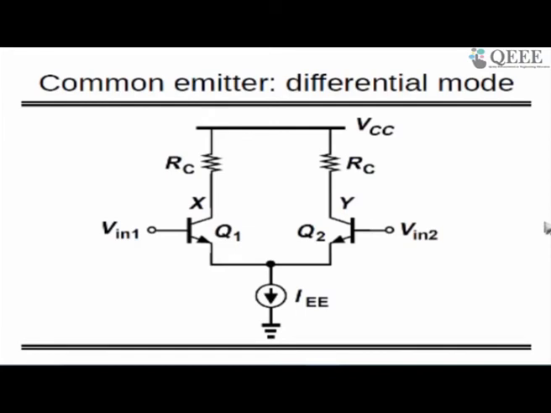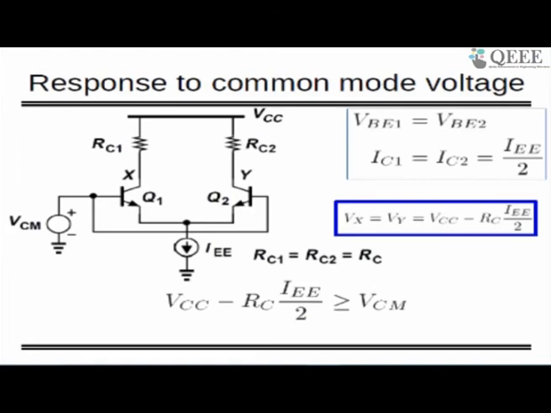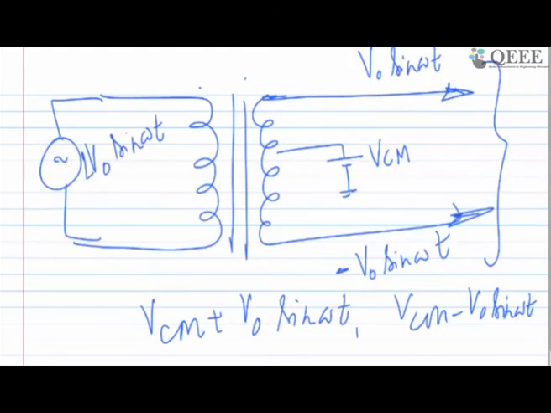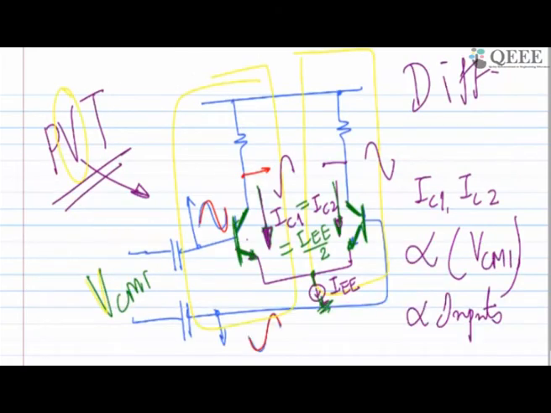Now this is the differential structure which we got from the common emitter circuit, and we have added one extra current sink at the bottom, which we are going to call IEE. So in this circuit, now let's draw this circuit again because it's very important. Okay, so the circuit is as follows.